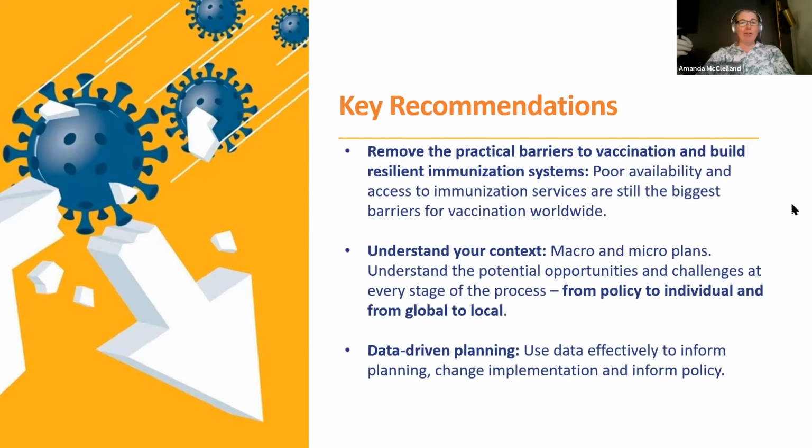As we said, at current rates, it's going to take us more than 3 years to get to the 80 or 90% level that we need on the continent. And so building resilient immunization systems and not just thinking about this as a one-off mass campaign is going to be critical. You need to understand the context both at macro and micro levels. So understand the potential opportunities and challenges at every stage in the process, and think about that socio-ecological model from policy to individual, global to local.